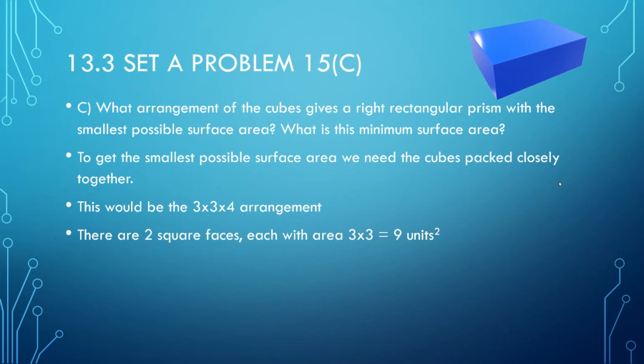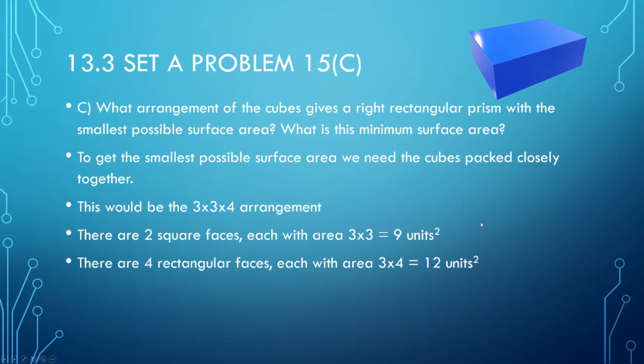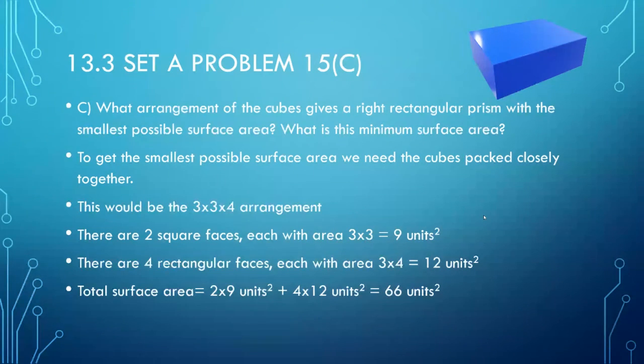So we'll have 2 faces that are 3 by 3, so they have an area of 9 square units. And then we have 4 rectangular faces that each have the area of 12 square units because they're 3 by 4. And then the total surface area, we have the 2 faces that are each 9 plus the 4 faces that are each 12. That gives us 66 square units.